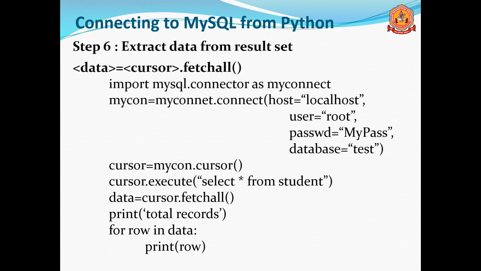I can't show the output here. I will show the output when you enter the lab, when we rejoin the college. At that time I'll explain, because we are going to start the lab as soon as possible. So for row in data, we are going to print the data row by row. It will display all the records one after another.